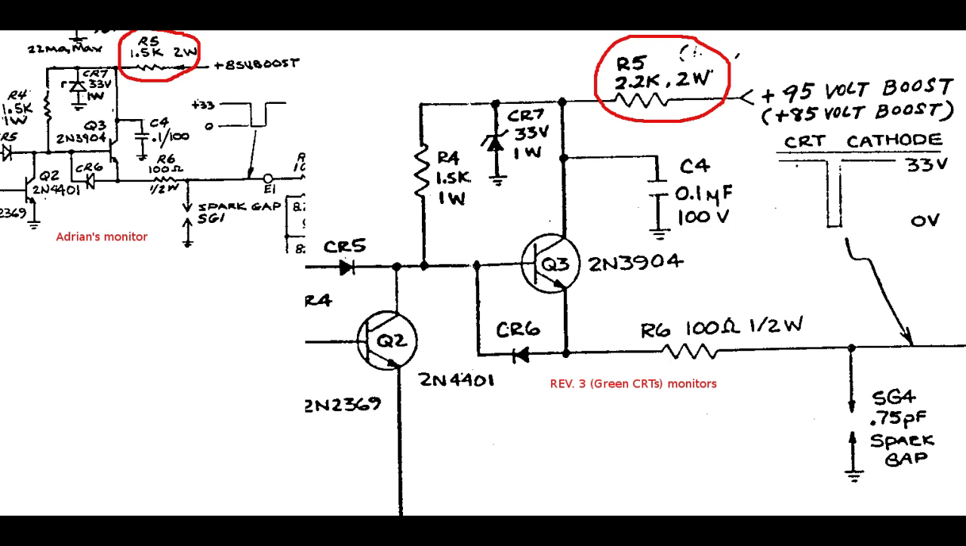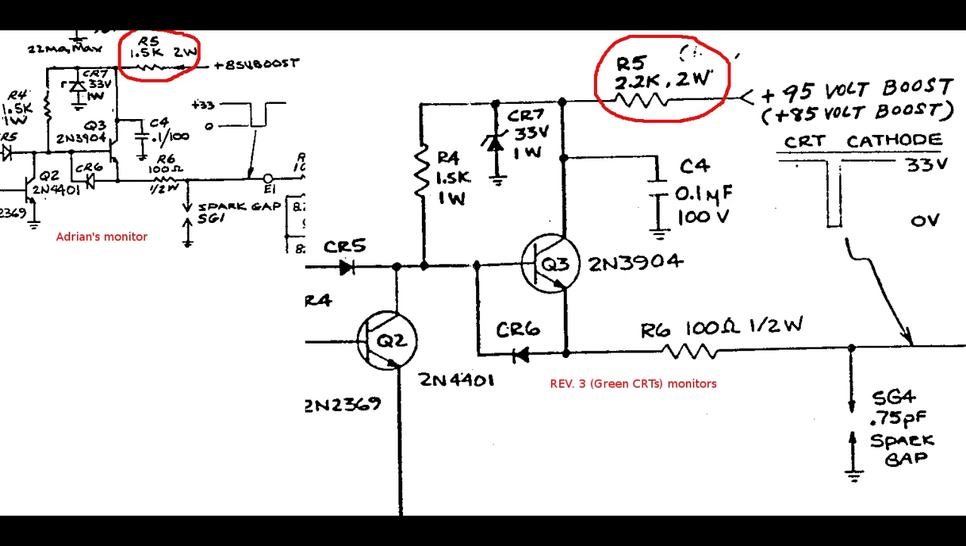This is the difference I focused on. R5 was changed from 1.5 kΩ to 2.2 kΩ. R5 sets the current value through CR7, but this should not make any difference on the monitor at turn off.